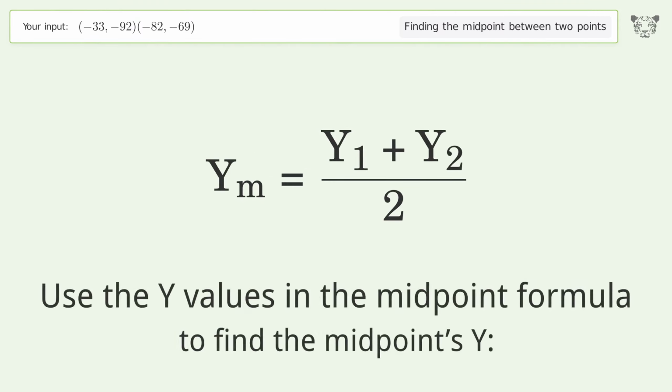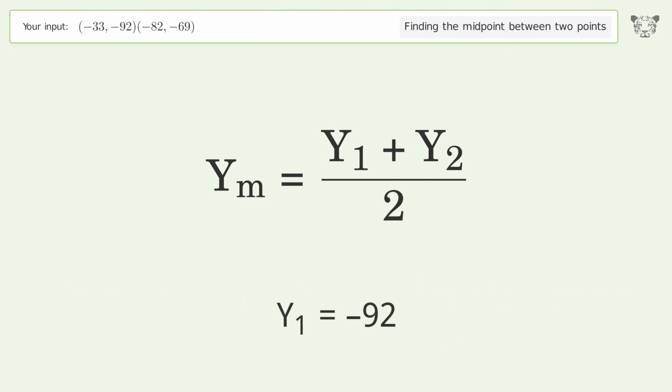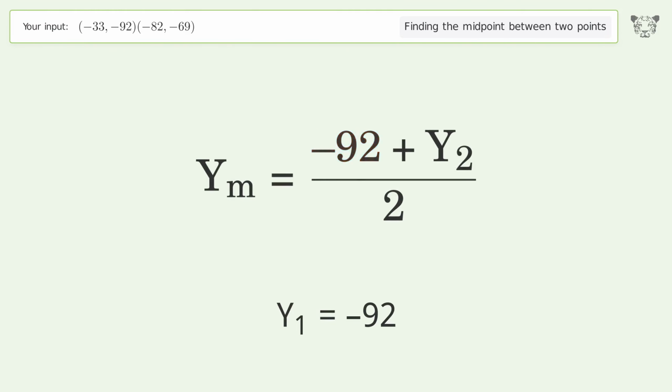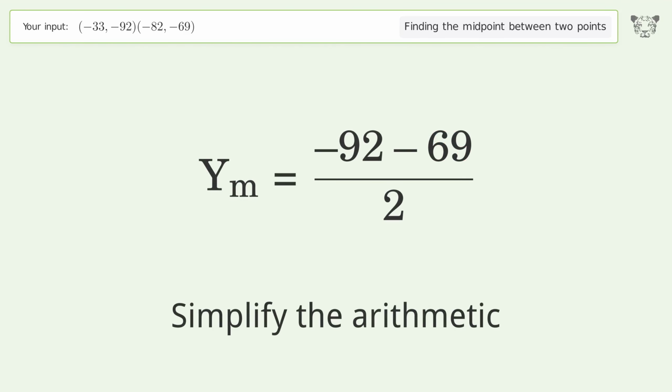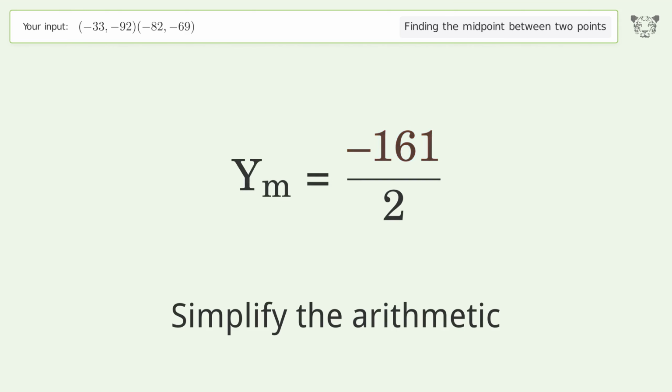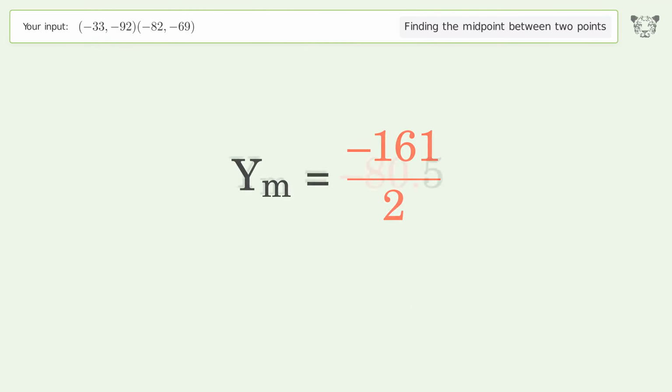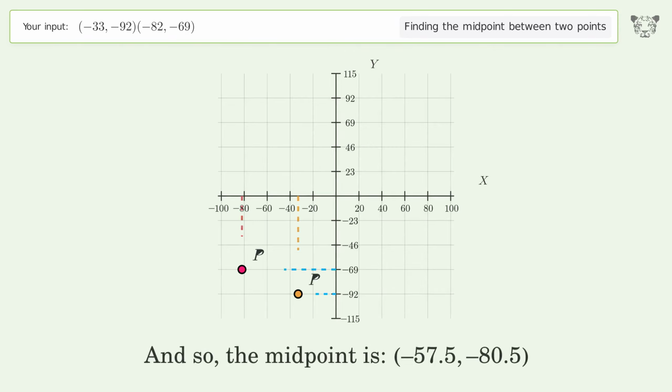Use the y values in the midpoint formula to find the midpoint's y. y1 equals negative 92. y2 equals negative 69. Simplify the arithmetic. And so, the midpoint is negative 57.5, negative 80.5.